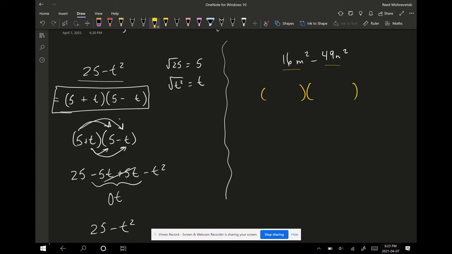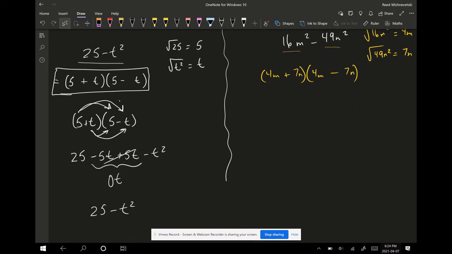And we're going to take the square root of 16m squared. And that's going to give us 4m. So we can go ahead and put that into the start of our brackets. And we're going to do the square root of 49n squared. And that's going to give us 7n. So we're going to have a 7n here and a 7n here. Okay, and then all we're going to do from here is a plus and a minus. And then we'll FOIL it out just to make sure it all works.